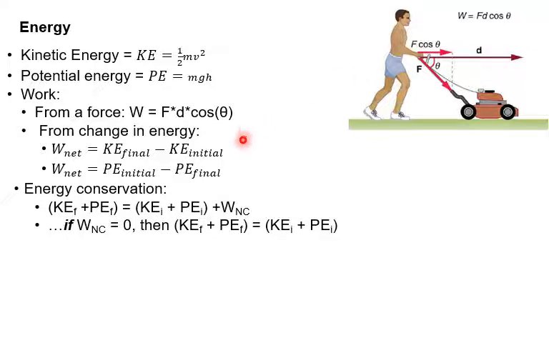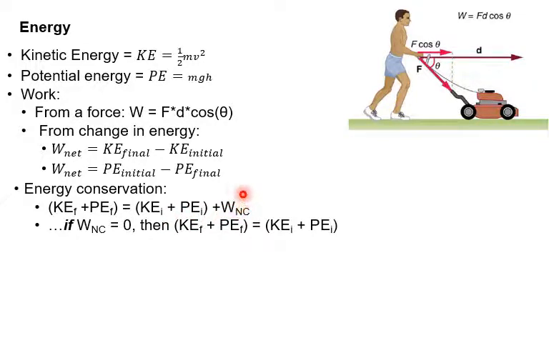Work can also be solved from changes in kinetic energy. So the final kinetic energy minus the initial is net work, or the initial potential energy minus the final potential energy, that is net work. The master equation for energy conservation is that the final kinetic energy plus the final potential energy is equal to the initial kinetic energy plus the initial potential energy plus any work done by non-conserving forces.